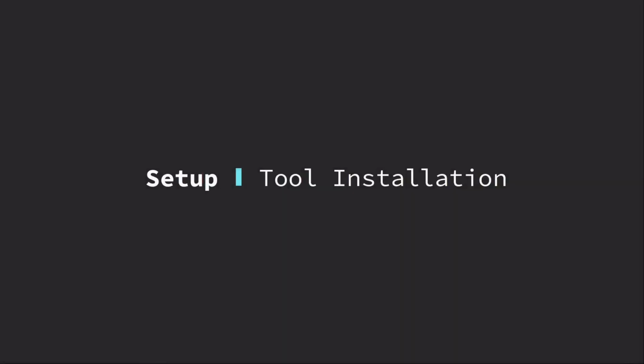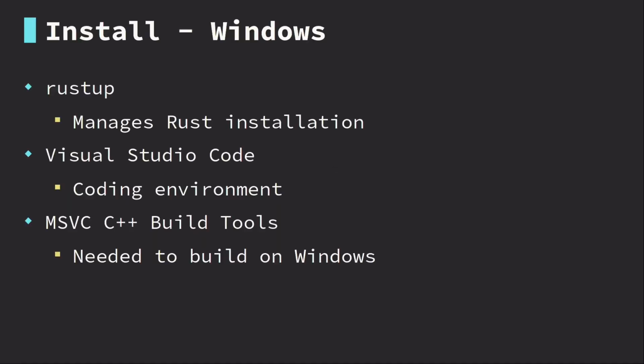In this video, I'll be going over how to download and install the tools necessary to build Rust programs. For Windows users, we'll be needing three things: RustUp, Visual Studio Code, and the MSVC C++ build tools.